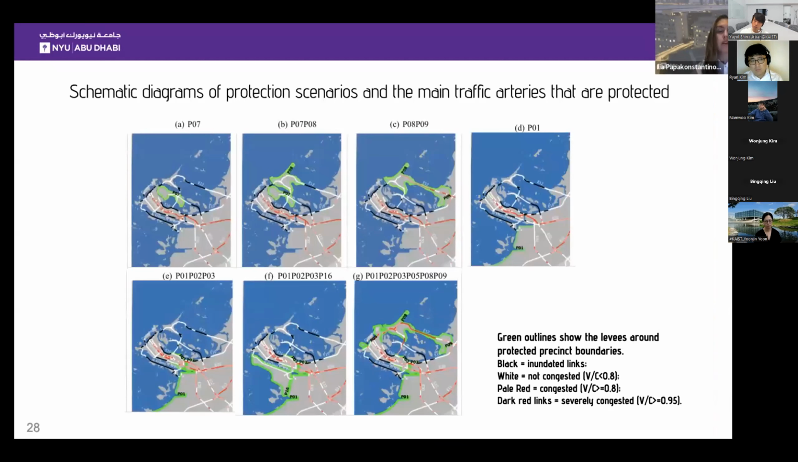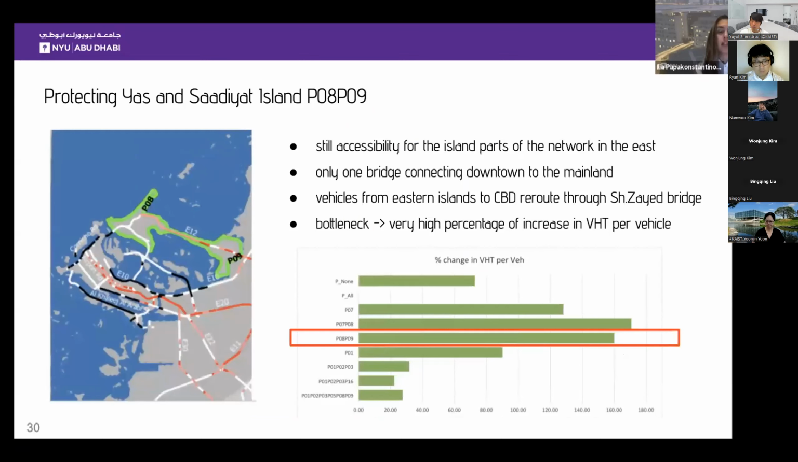Here is a schematic diagram of protection scenarios and the main traffic arteries that are protected, and we will explore some of those. Focusing on the case of protecting Yas and Saadiyat Islands, so P8 and P9, there is still accessibility for the island parts. Only one bridge connecting downtown to the mainland remains operative. We can see it's the red. So the vehicles from the eastern islands to the CBD reroute through this bridge, and obviously this creates a very big bottleneck. That's why we have a very high percentage of increase in VHD per vehicle.